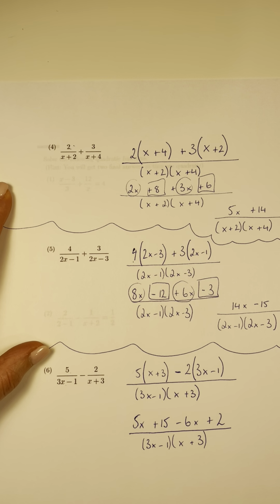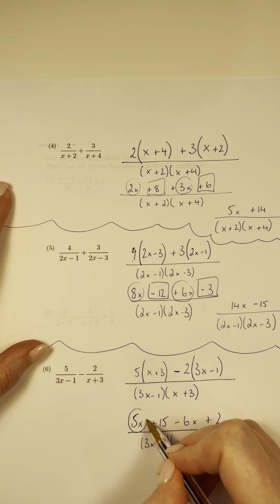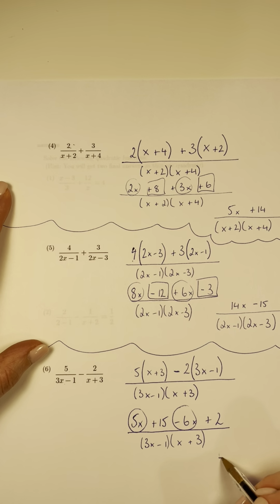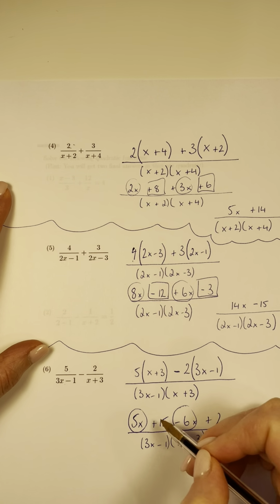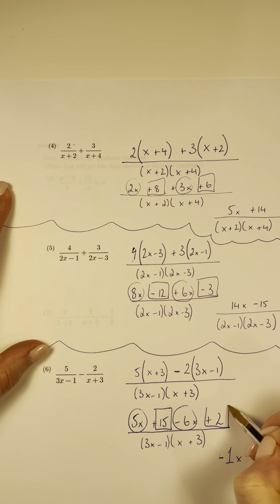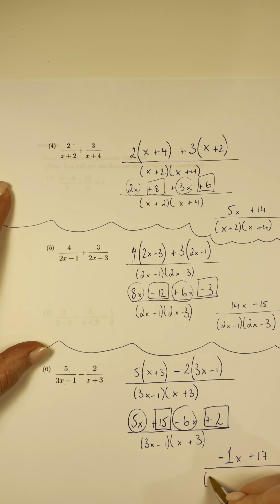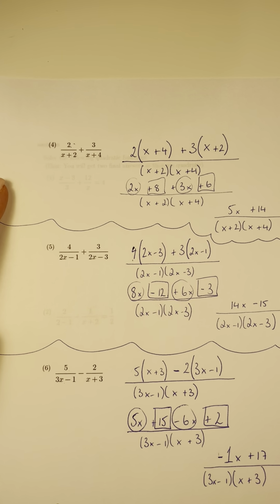We're now going to tidy it all up. 5 take 6 is minus 1x. 15 and 2 is 17, all over 3x minus 1 and x plus 3. So they are expressing a single fraction.